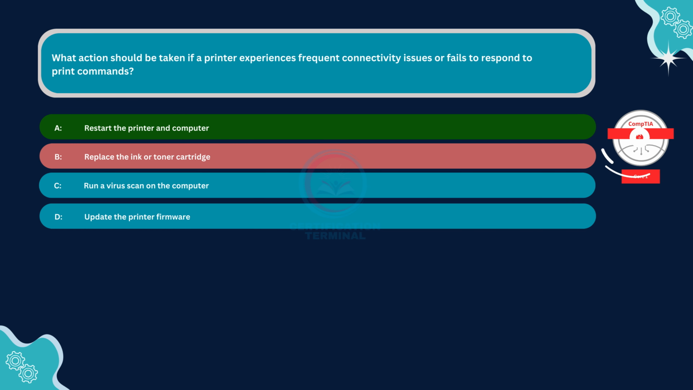Option C, run a virus scan on the computer, is incorrect. Running a virus scan on the computer is an important maintenance task for ensuring system security, but it is unlikely to directly resolve printer connectivity issues. Connectivity issues are more likely related to network configuration problems, hardware failures, or interference rather than computer viruses. While it's good practice to maintain computer security, it's not the most relevant action for resolving printer connectivity problems.